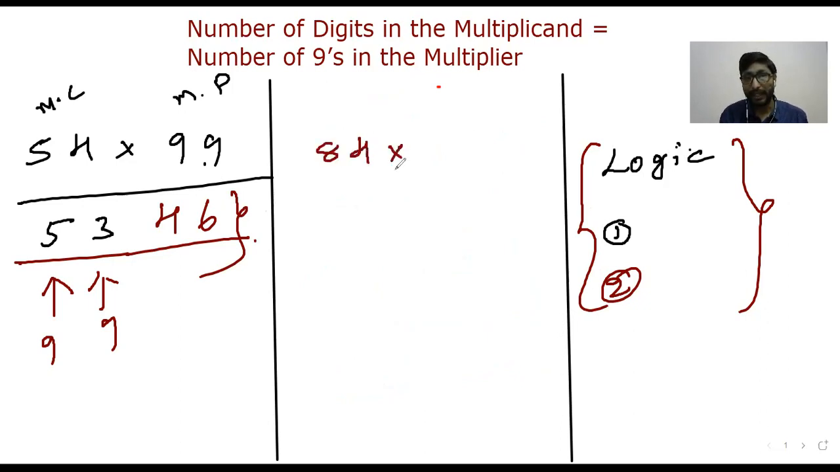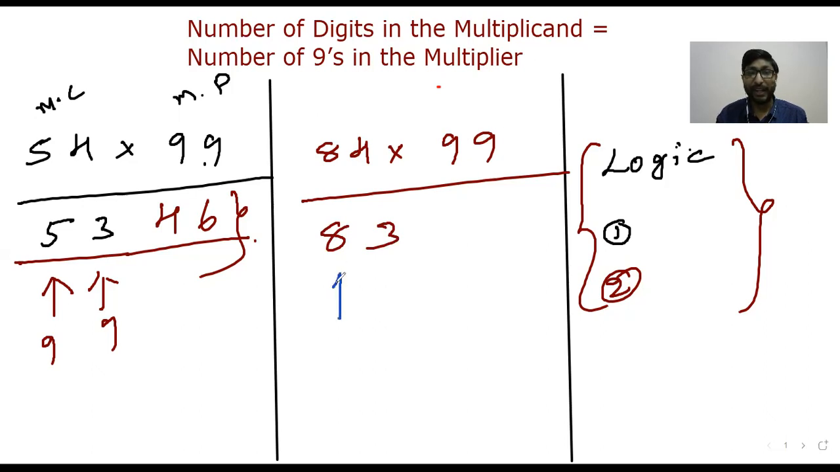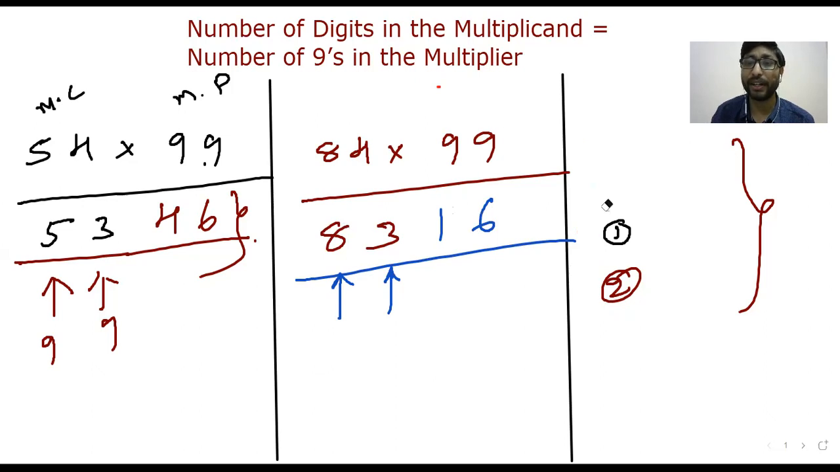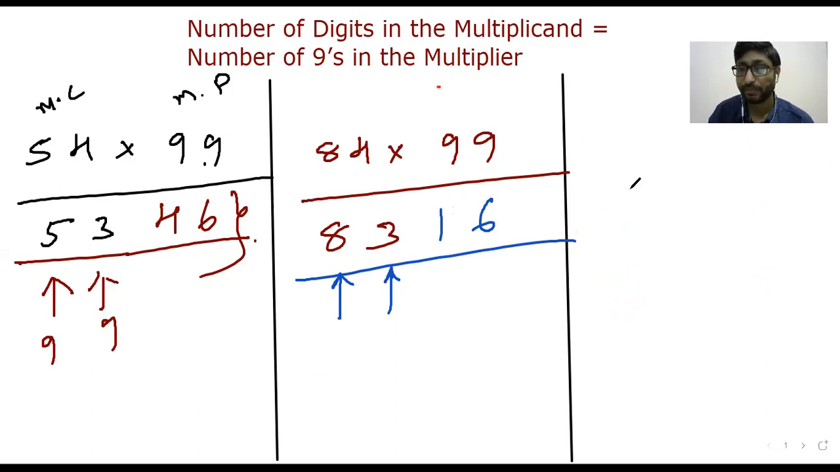84 multiplied by 99. Subtract 1 from the multiplicand: 84 minus 1 is 83. Then 9 minus 8 is 1, and 9 minus 3 is 6. That's the answer, 8316. Very simple. Look at one more example.